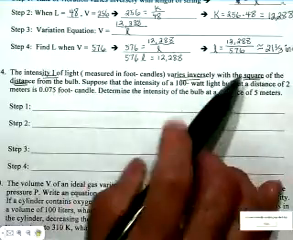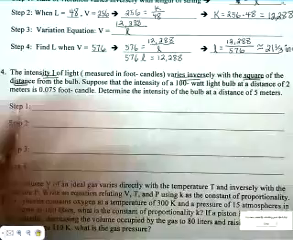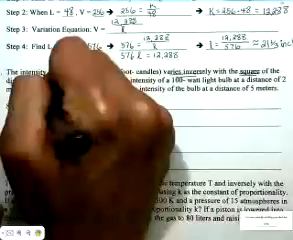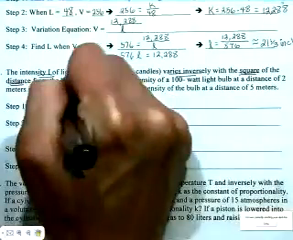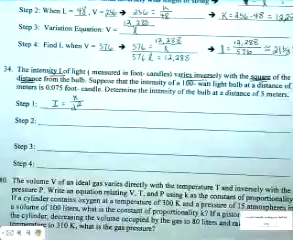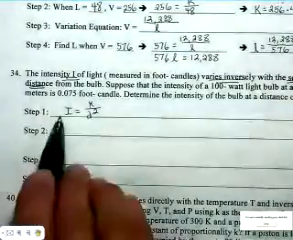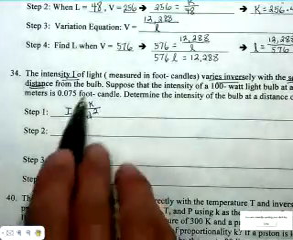Almost D squared. That's it. You just write the equation as you work your way through that sentence. I equals K over D squared. Don't mess up and put the square root of D or just D. It's D squared.